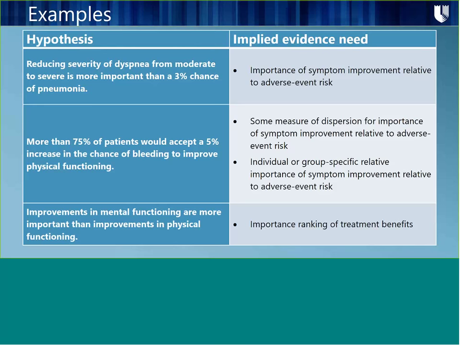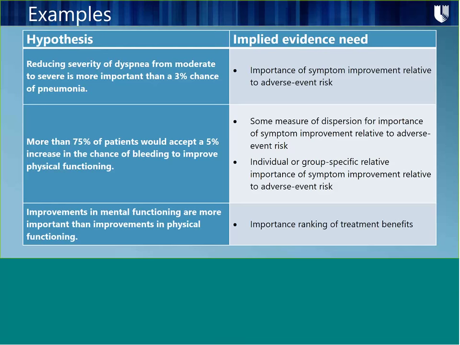Now, another type of question you could set up as a hypothesis is whether more than 75% of patients would accept a 5% increase in the chance of bleeding to improve physical functioning. And this is more about the distribution of preferences, less about the average trade-offs that respondents would be willing to make between these endpoints. And so there you need some measure of dispersion, not just the average, but the dispersion of the importance of these efficacy changes and the risks associated with these efficacy changes.